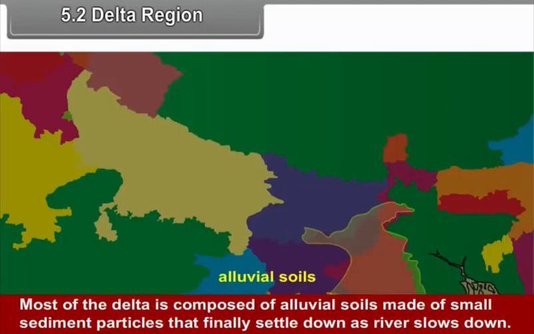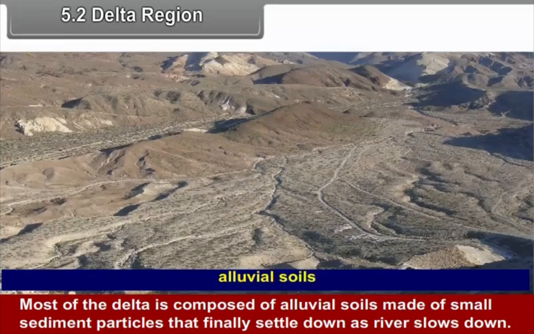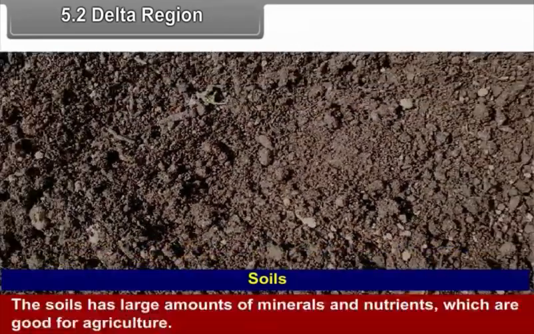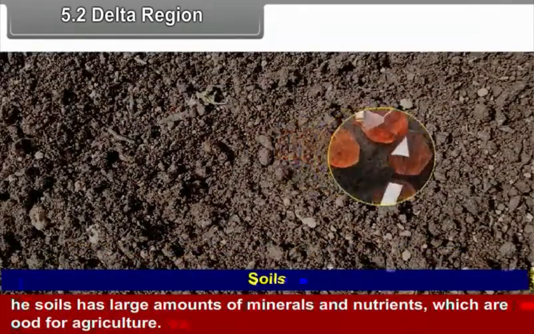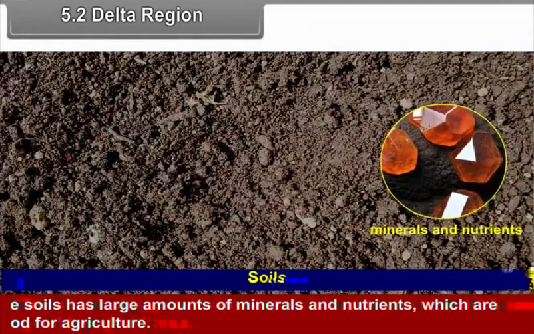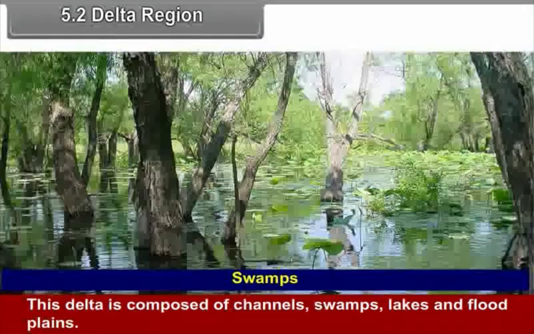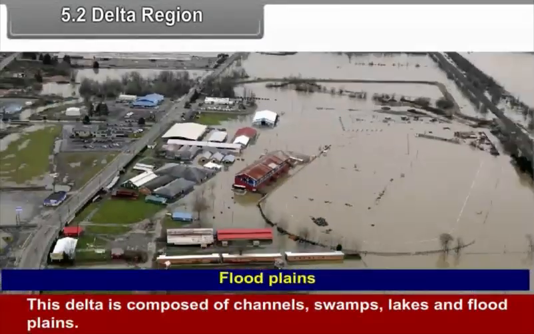Most of the delta is composed of alluvial soils made of small sediment particles that finally settle down as the river slows down. Red and red-yellow laterite soils are also found in this region. The soil has a large amount of minerals and nutrients, which are good for agriculture. This delta is composed of channels, swamps, lakes and floodplains.